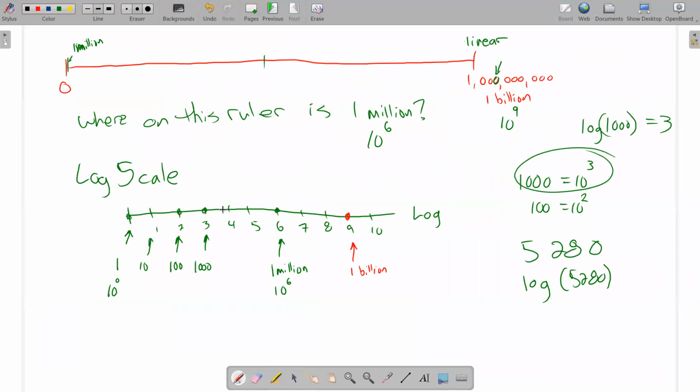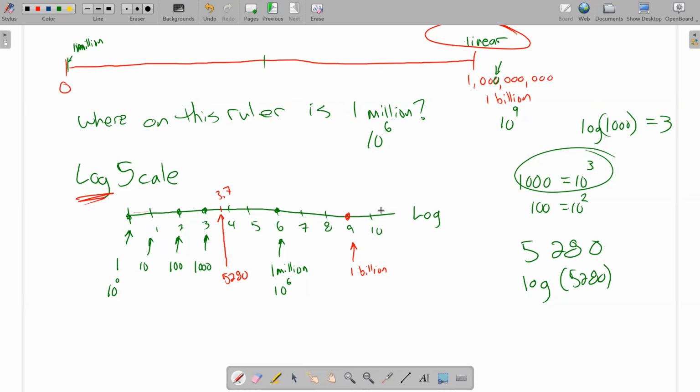So here's 3, there's 4. Let's do this one in red, maybe. 3.7 is about here. So 3.7 on this scale is where 5,280 would be plotted on a log scale. So what it does is it allows me to see small and big numbers in the same view. Otherwise, like if somebody says, okay, on this scale up here, graph 1,000. How am I going to fit 1,000 in here if 1,000,000 is so close to 0? They're touching, it looks like, right? So I can't graph 1,000, 1,000,000, and 1,000,000,000 on the same scale and see them if that scale is linear.